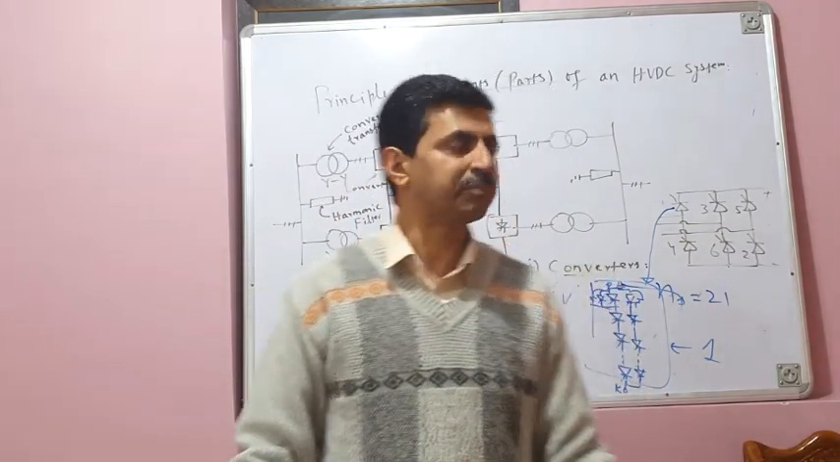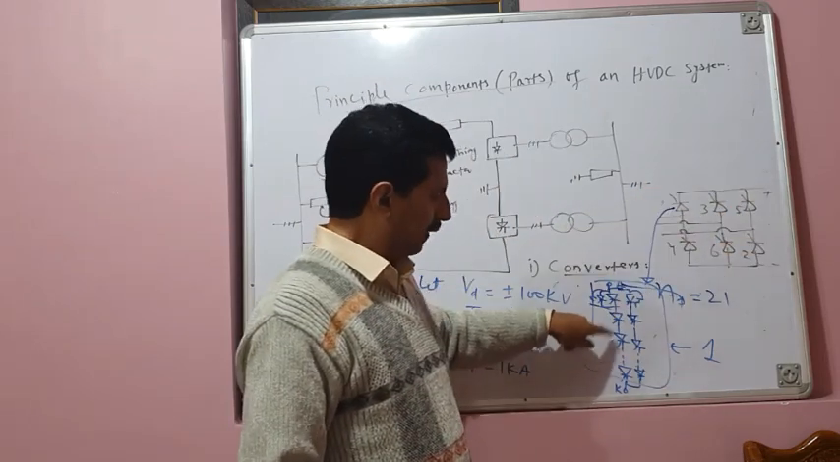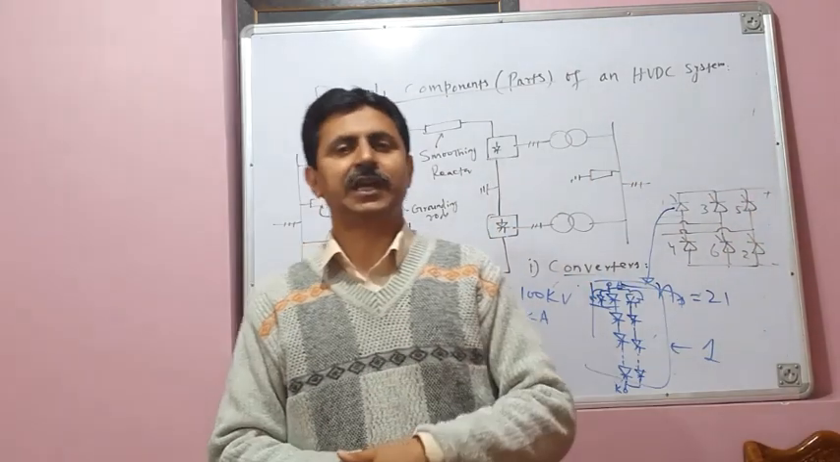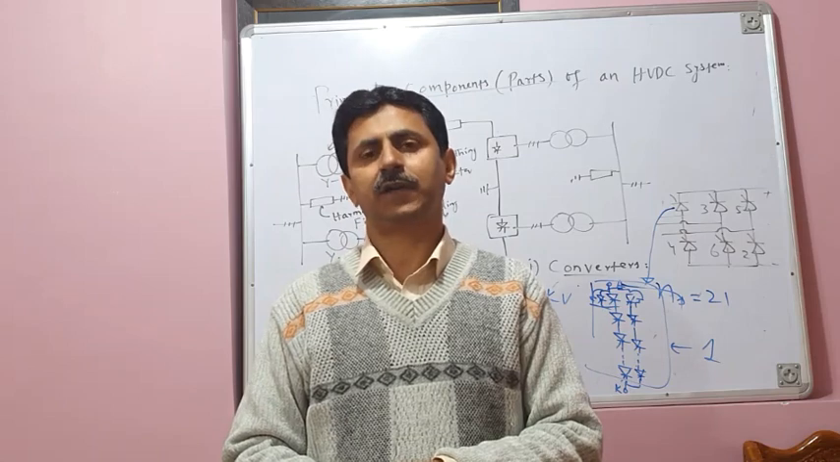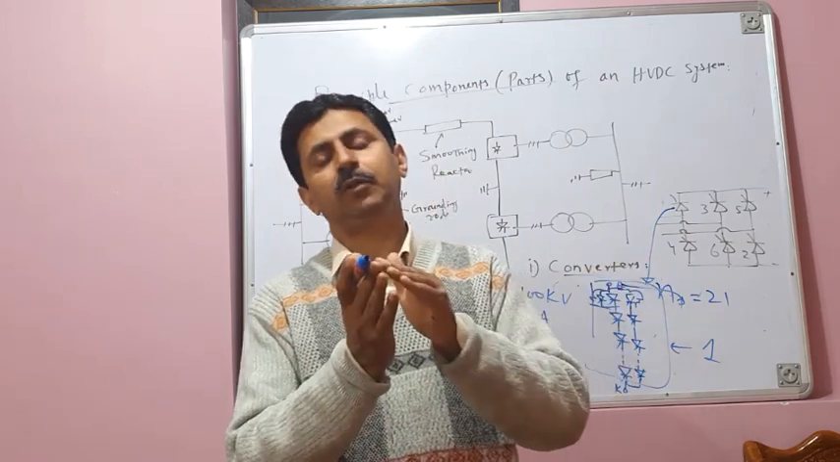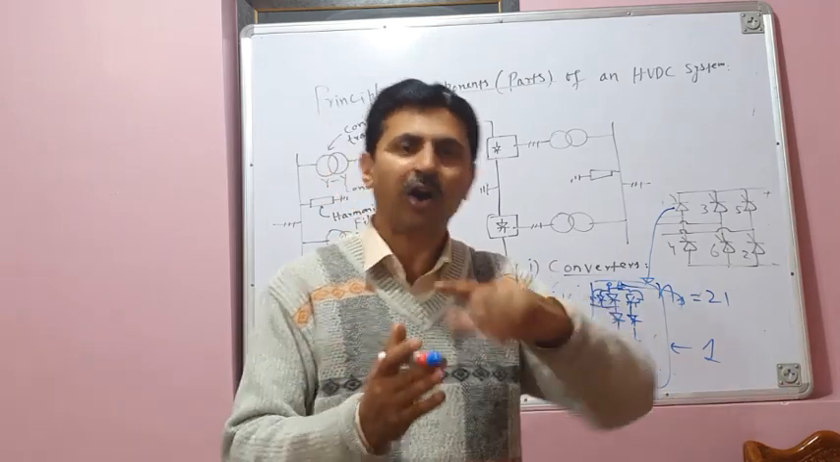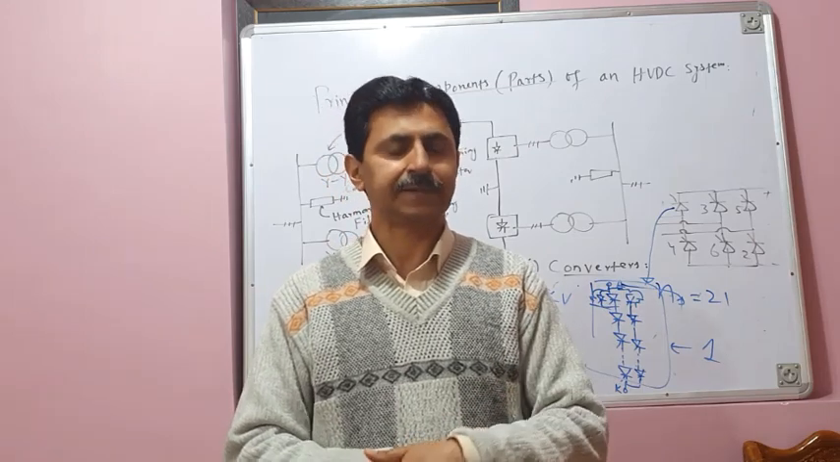Or bridges in parallel. Bridges in parallel means this is your one bridge which comprises valves like this, and you put another similar bridge in parallel with the already existing bridge. So therefore, to increase the current rating of a converting station, we either put thyristors in parallel, or valves in parallel, or bridges in parallel, or a combination of these three. I hope it is clear.